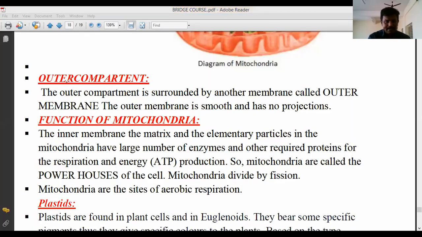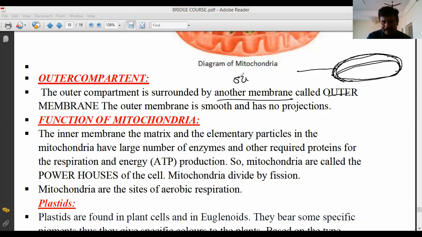Next topic, outer compartment. The outer compartment is surrounded by another membrane called the outer membrane. See here, this is called the outer compartment, and this is called the inner compartment. So the outer compartment is surrounded by another membrane that is called the outer membrane.